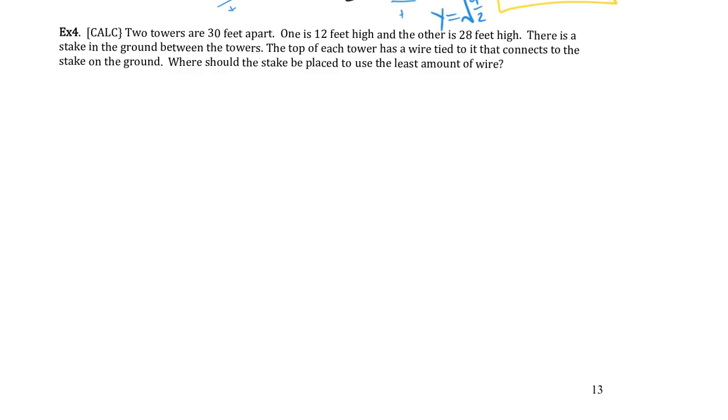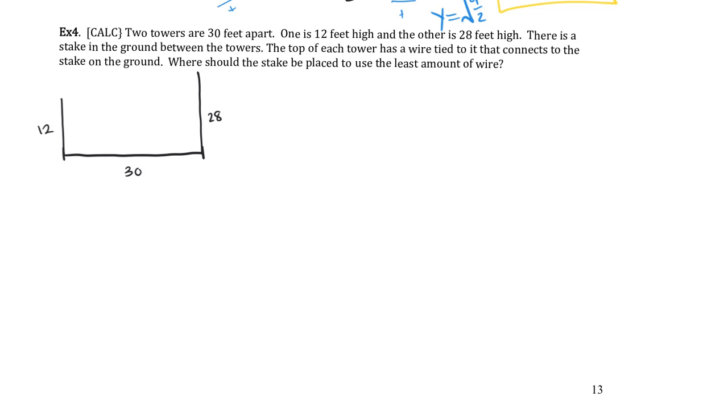Okay, last example, and it is a calculator active problem. Same setup as last time, but I'll remind you of the setup. 2 towers are 30 feet apart. Okay, tower to tower, 30 feet. One is 12 feet high and the other one is 28 feet high. So 12 foot tall, 28. And it doesn't matter which one's on which side, at the end we will have the same answer.